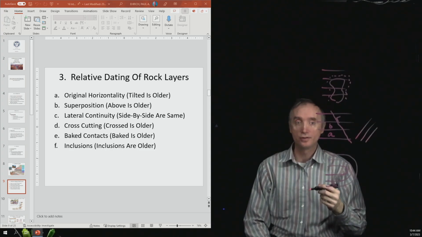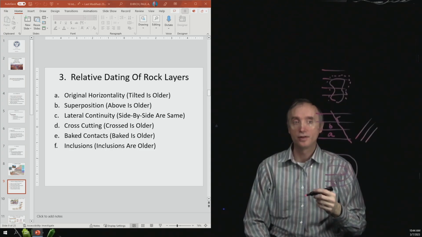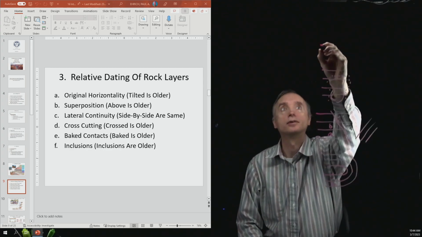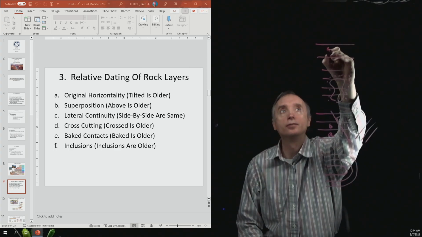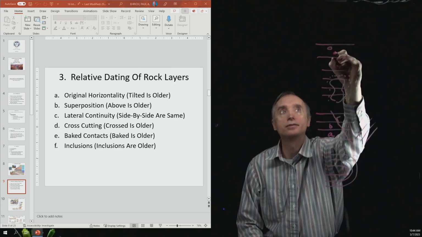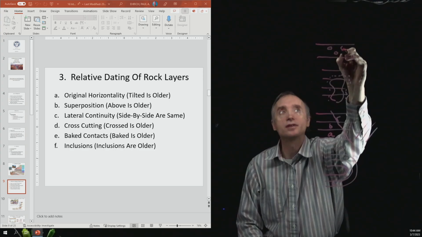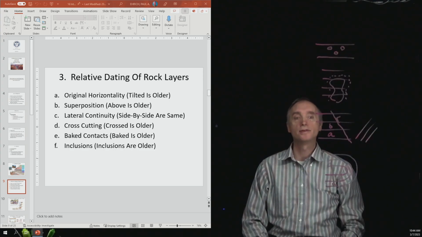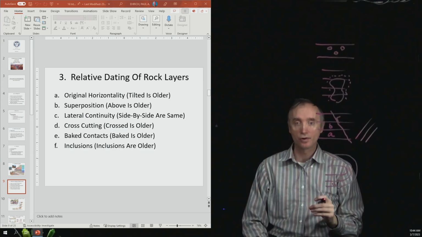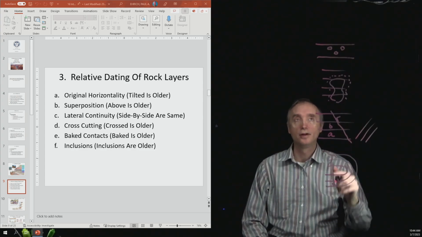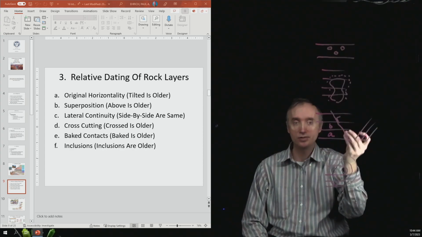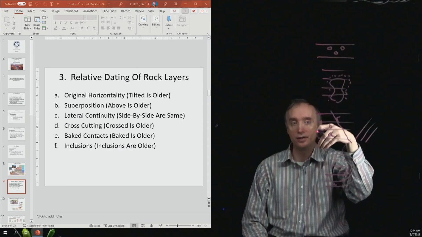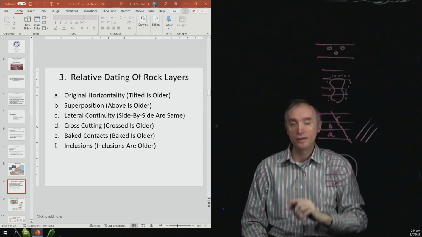And then inclusions. So inclusions are going to be older. So if you find a rock, and let's say that in that rock are little pieces of granite. So maybe it's a sedimentary rock, and inside the sedimentary rock you find little pieces of granite. Well, those little pieces of granite had to have existed before the sedimentary bed did. And then those pieces of rock got incorporated into the sediments, which then made the sedimentary rock.